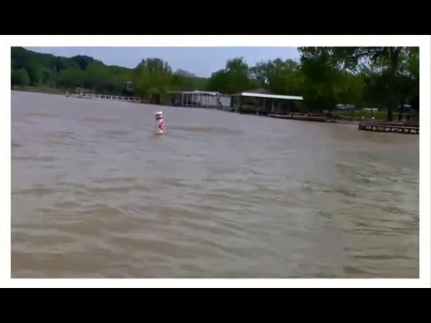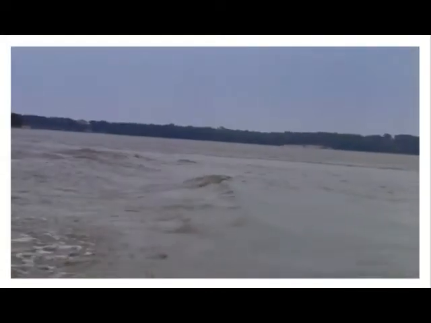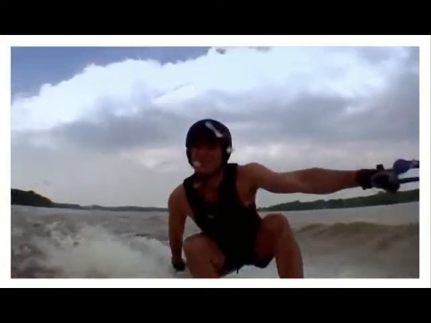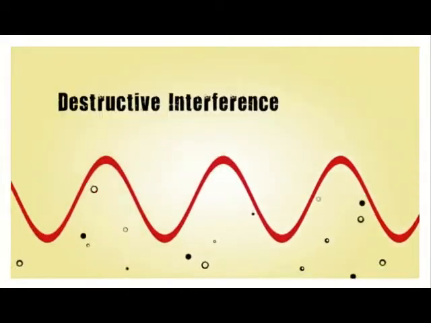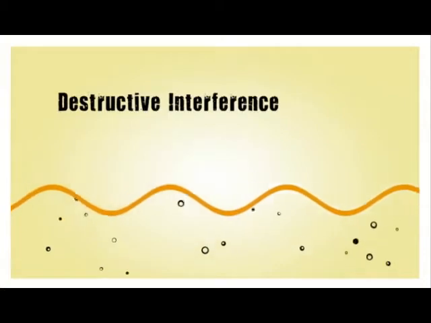Another cool thing about waves is that when they meet, they combine for just a moment before continuing on their way. And we call that interference. Destructive interference is when 2 waves combine and make a wave with a smaller amplitude. Not much fun for Rob.